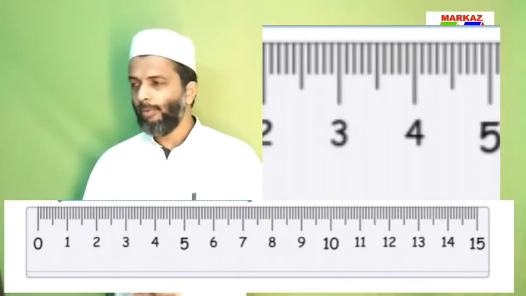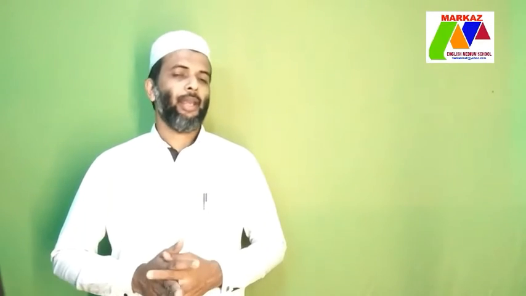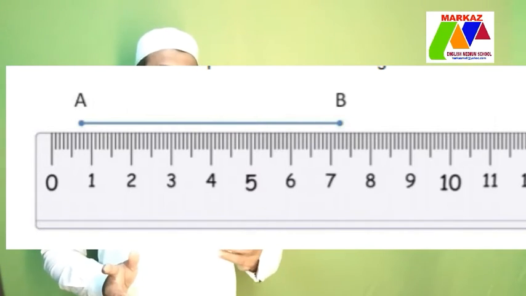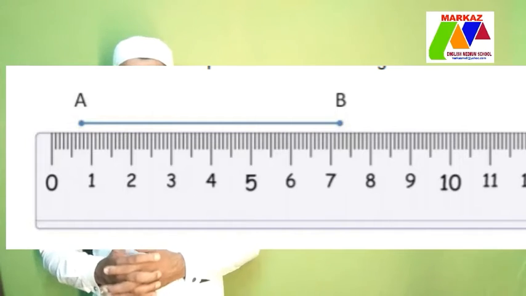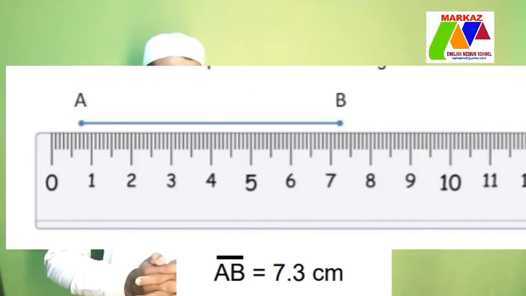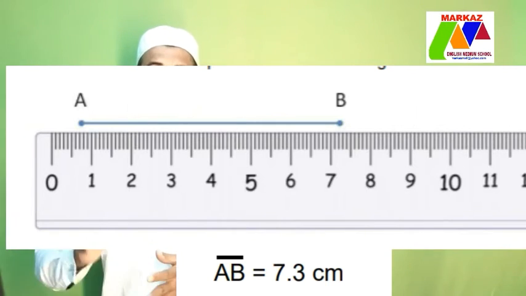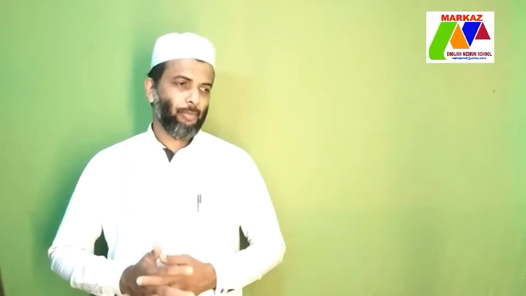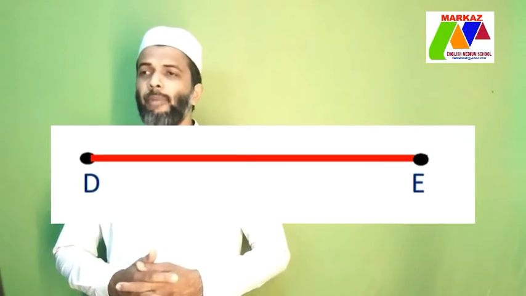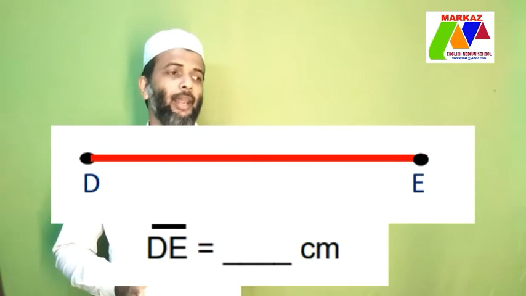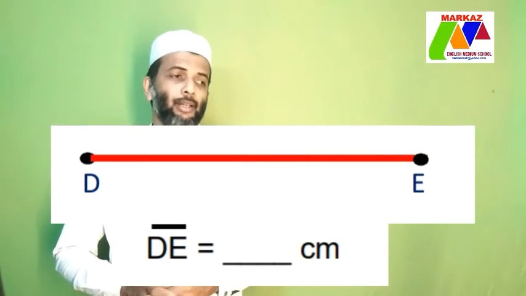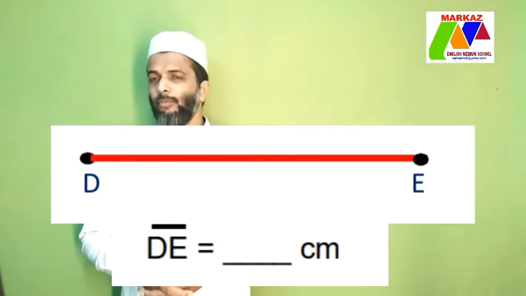Now let us solve an example. Measure the line segment AB. Look at the screen. Thus, we say the length of line segment AB is equal to 7.3 centimeters. Measure the line segment you have drawn in your notebook. Use the ruler. After measuring, write as follows: line segment DE is equal to dash centimeter. Okay.